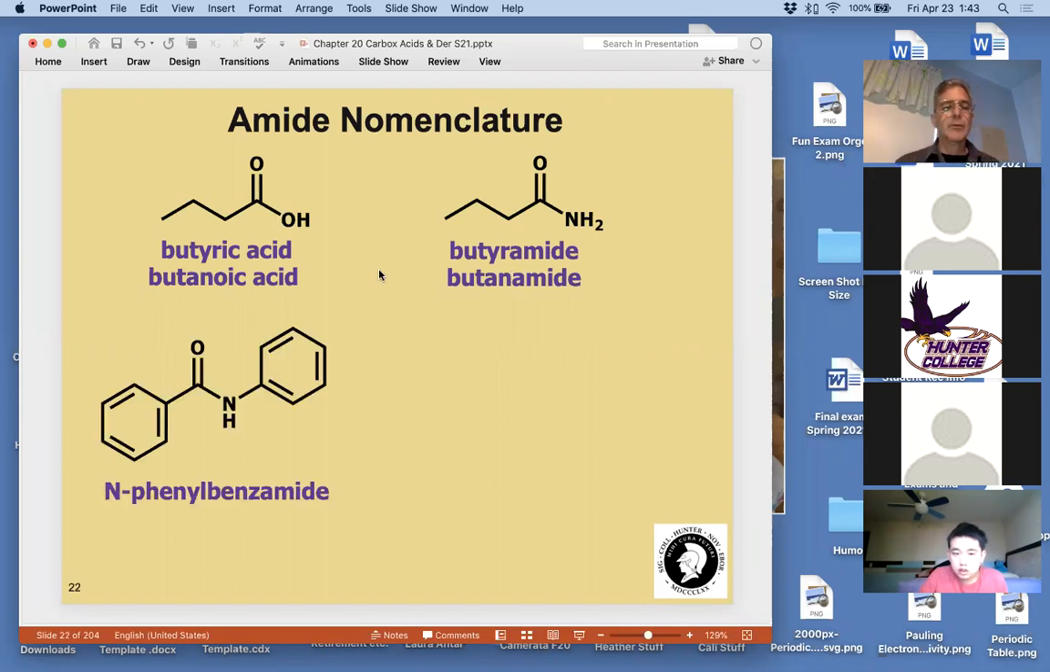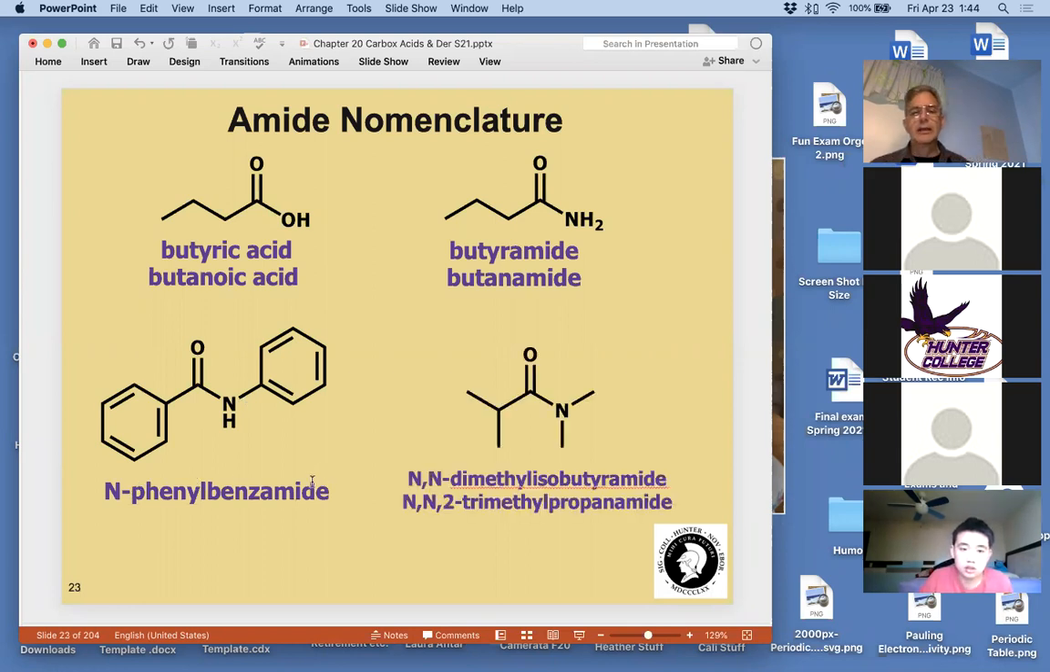Okay. So here is N-phenyl benzamide. So N is used just like amines. Okay, so this is a primary amide. For secondary amide, you need the N-phenyl. And benzamide from benzoic acid. And here is a good example.